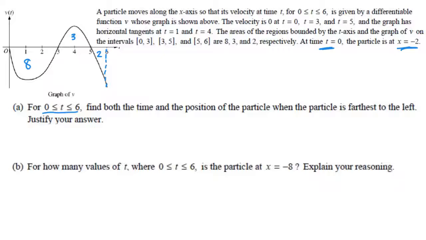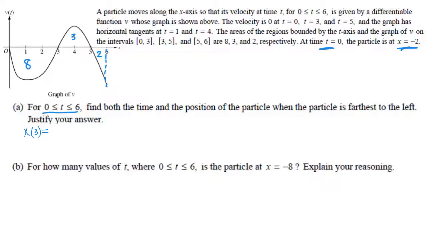All right, so farthest to the left, it looks like it's probably at 3, but we need to be able to justify that. So that's where having the information that at 0 the particle is at negative 2 definitely is going to play a big part. So we have a question about where this might happen, and so farthest to the left, maybe we need to see, well, what is the position at 3?